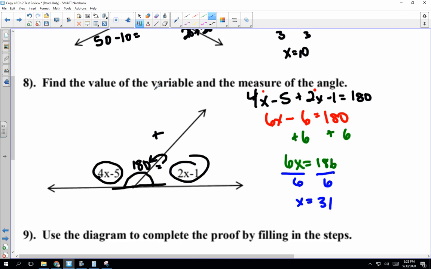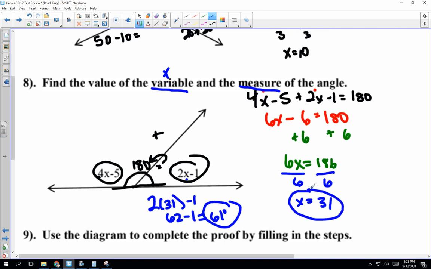And then again, this one we're finding the variable, which is x, and the measure. So now we have to go 2 times 31, because we're plugging it in for x, minus 1. 2 times 31 is 62. Minus 1. 62 minus 1 is 61 degrees. Boom and boom. Okay, guys, we're on the last one.